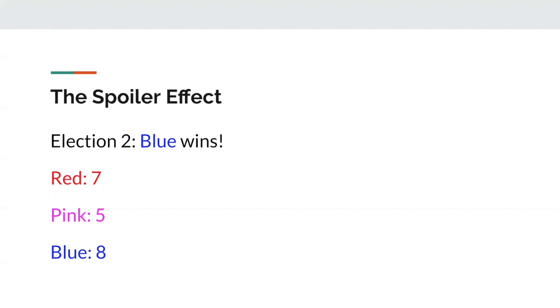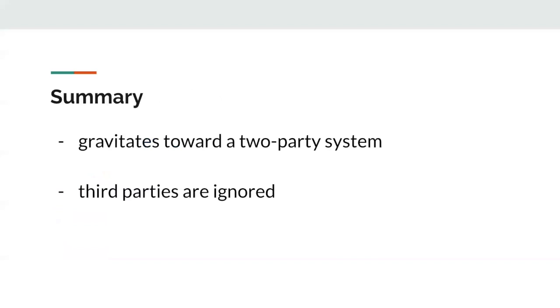It's called the spoiler effect because the pink voters in future elections will likely be forced to vote for red, their second favorite, since it would be too risky to vote pink, which won't win, and possibly jeopardize the red party's win. This system causes a trend towards a two-party system where voters and campaigns only focus on the two largest parties. This is the largest drawback of plurality voting, so let's look at some alternatives.